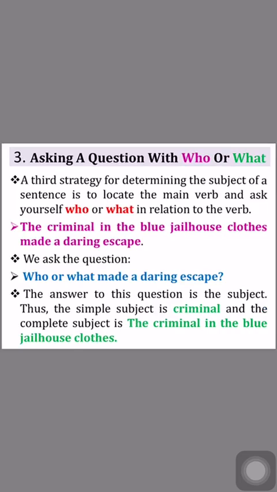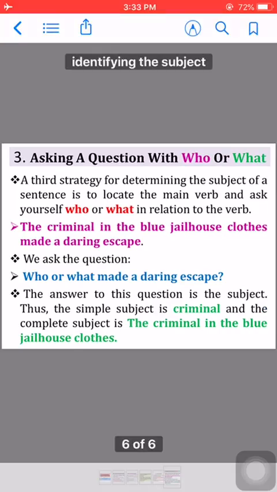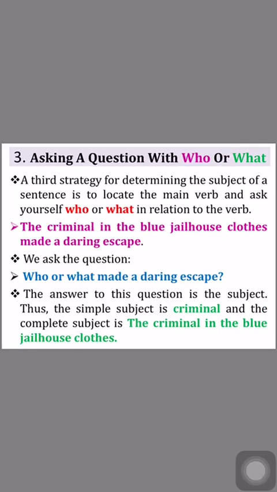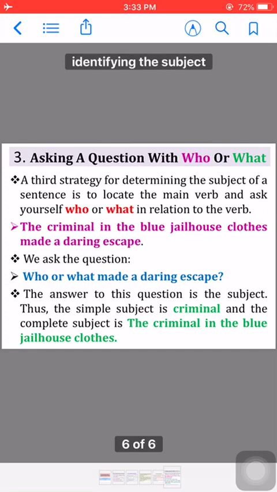Okay, so here the criminal in the blue jailhouse clothes is the complete subject, whereas criminal is considered the simple subject. This is how to identify the subject, and this is how to show that we have two types of subjects in this lecture. They are the simple and the complete. How do we say that this is a subject, not an object, by depending on these three tests.